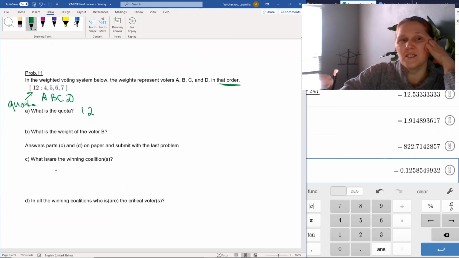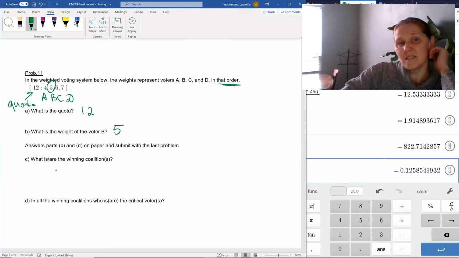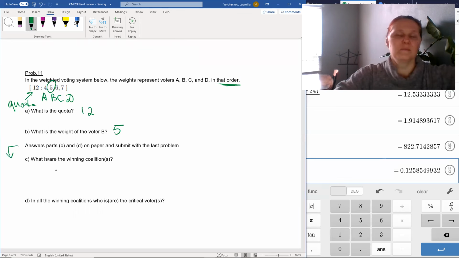Second, what is the weight of voter B? So just to check that you understand what it means here. So the voter B is here, its weight is 5. So the second part of this question must be answered on paper, because it is hard for the computer to recognize your answers for this part of the question. What are the winning coalitions, and what are the critical voters in these coalitions?